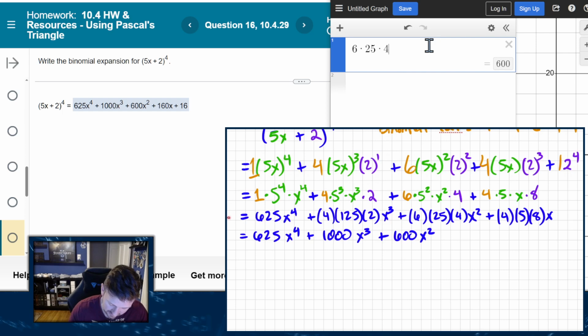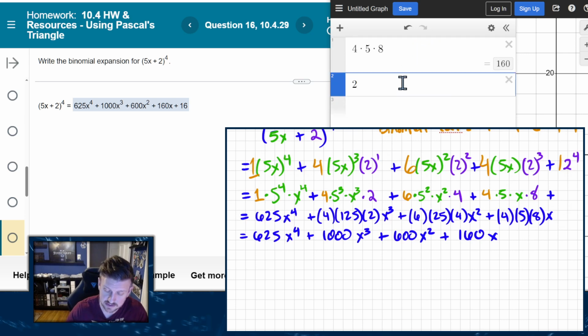This line here that I'm writing is kind of optional. You should be able to see 4 times 5 times 8 and write that out front, but I just find it helpful to maybe see it like this, nice and clear. So 4 times 5 is 20. 20 times 8 is 160. We have 160x. And then lastly, we just have plus 2 to the 4th.